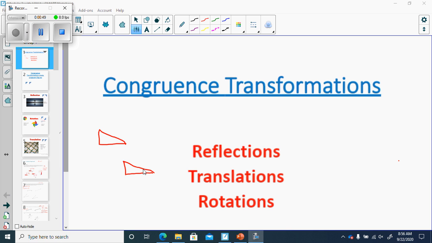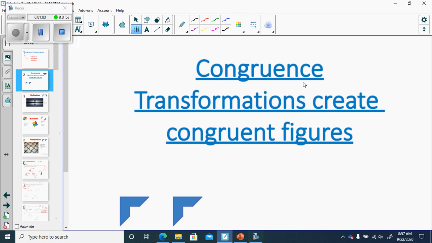Now, the types of transformations that can create congruent figures are reflections, translations, and rotations. And we're going to talk about each one of them and give some examples. And I'm going to use these little picture corners to show you what I'm talking about.